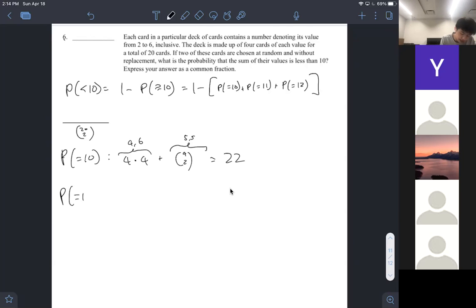Next, the probability that the sum is 11, we only have 1 way to hit 11, which is with 1 5 and 1 6. There's 4 ways to choose the 5 and 4 ways to choose the 6. So we have 16 different values.